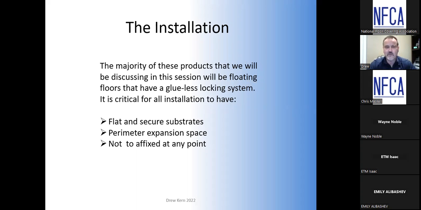So all floating floors require a flat and secure subfloor substrate. I'm going to emphasize this a little bit later on because a lot of our failures are because of this, and there's not a lot of attention put to this. All floating floors require a perimeter expansion space and cannot be affixed at any point. That includes kitchen cabinets on top of floating floors, hardware on top of floating floors, closet tracks that affix floors in certain areas. So the floor has to be able to shift. It has to be able to move.